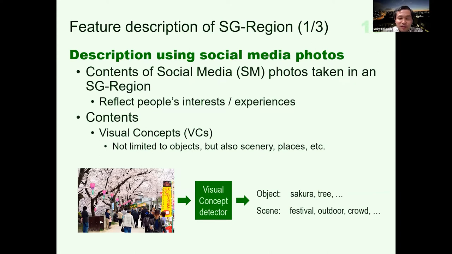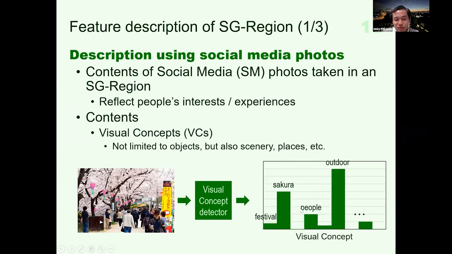For the contents, this work has been done a little bit before. Now we could probably use some better tools, but at this time we used visual concepts. A visual concept is not limited to objects, but also includes scenery, places, and so on. Given this picture, there are lots of things in it, so we apply a visual concept detector to it. From this, we can extract objects like the sakura, that's a cherry blossom, and trees. And the scene is a festival, outdoor crowd, this kind of visual concepts.